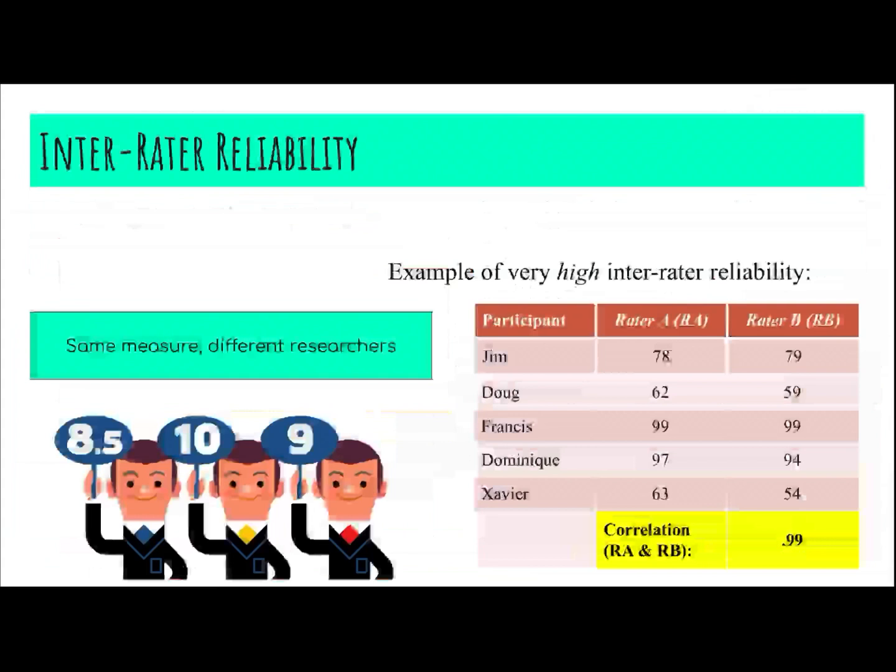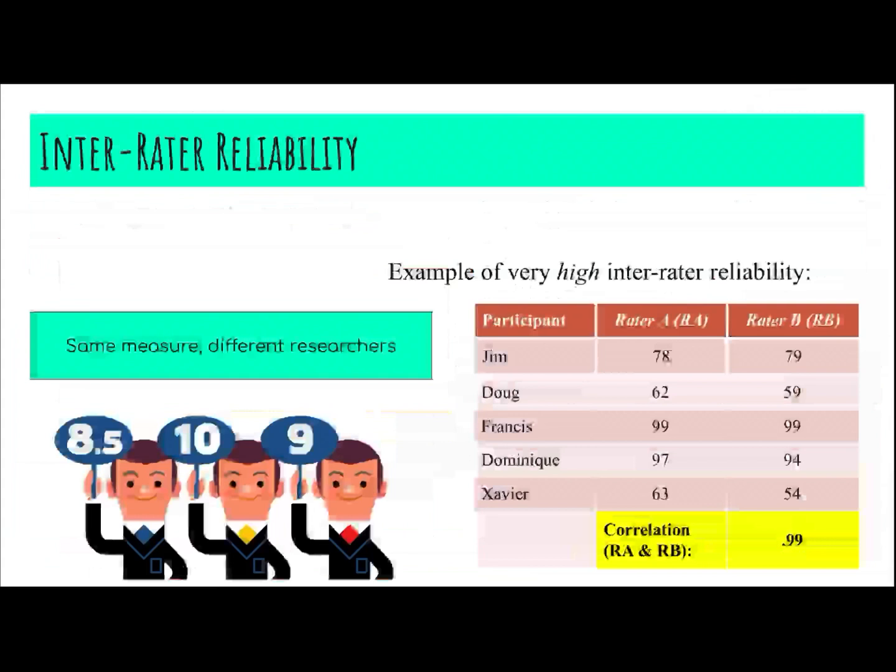Another type of reliability is inter-rater reliability. This, again, uses the same measure, but instead of giving it on different days, it's given by different researchers. So Jim took the same survey twice, once with researcher A and once with researcher B, and as you can see, his results were quite similar, 78 and 79. Doug also took the same survey twice with 2 different researchers, and his scores were similar as well, 62 and 59. Francis's scores stayed exactly the same no matter who gave him the survey.